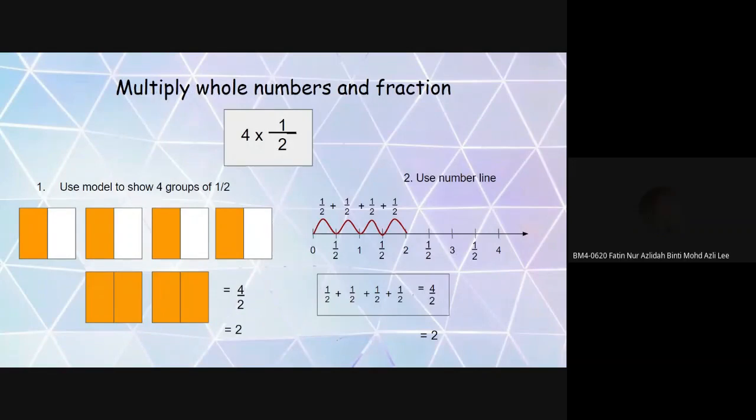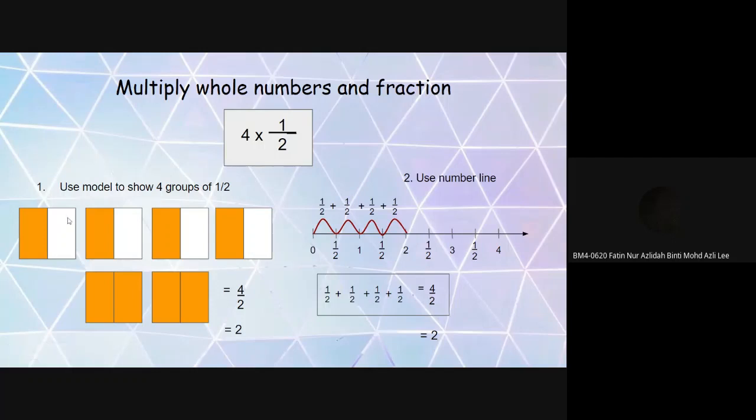Okay, next I will show you how to multiply whole numbers and fractions. This is the equation. There are a few steps we can do. First, we use models such as folding paper. Take 4 sheets of square paper, then divide each into half. Because we want to show 4 groups, that's why we use 4 sheets of paper.